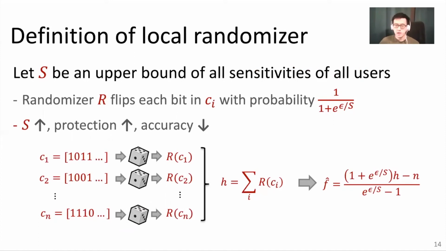Suppose we know this upper bound S, then we can define randomizer R to flip each bit in the coverage vector with probability 1 over 1 plus e to the epsilon divided by S. We have proved that this definition satisfies differential privacy. Each user runs the randomizer and sends the output R of Ci to the analysis server. The server will aggregate all the reports and conduct a post-processing step to generate estimates of node frequencies to compensate for the noise introduced by each local randomizer. As we can see, when the bound S increases, the amount of noise and the privacy protection will also increase. However, the accuracy of the frequency estimates will drop.